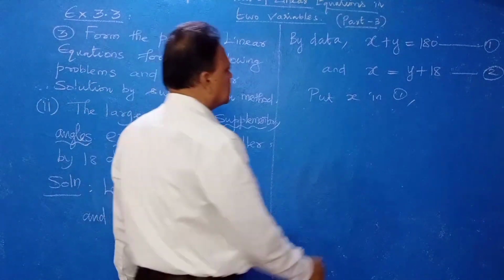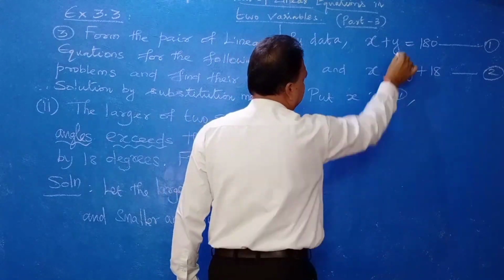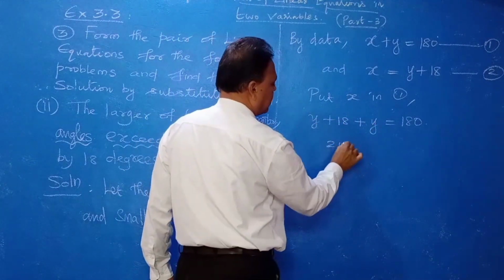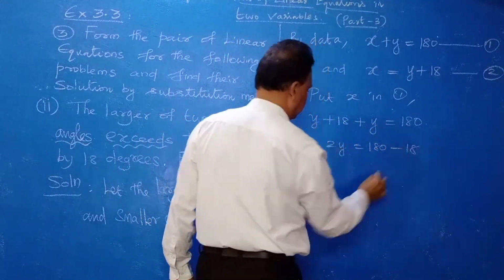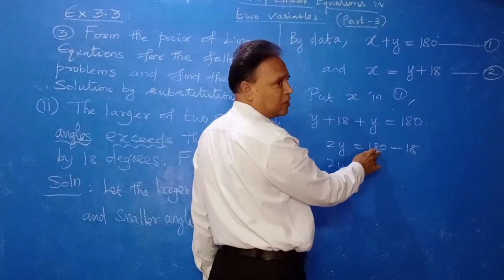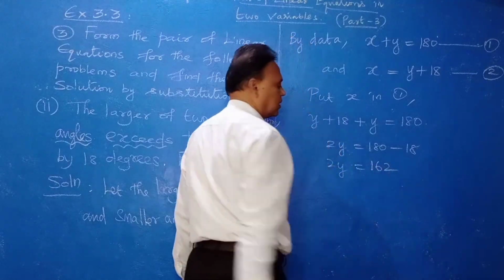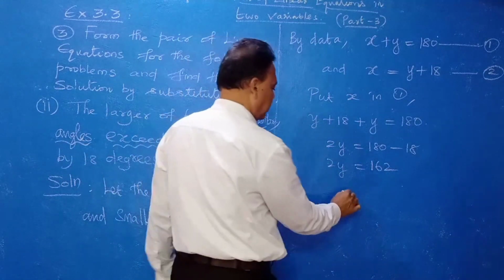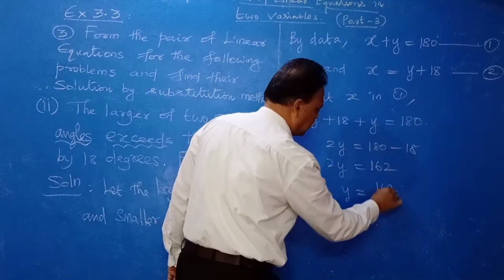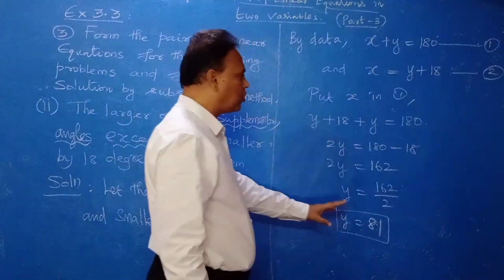What will you get? Just replace x with y plus 18, plus again y is equal to 180. So y plus y is 2y. 2y equal to 180 minus 18. So 2y equal to 180 minus 18, that is 162. y equal to 162 by 2. How much? Divide, 81. So you got y now.